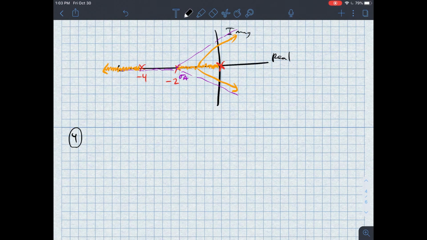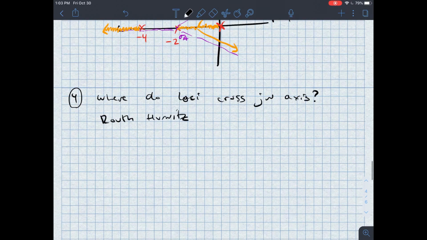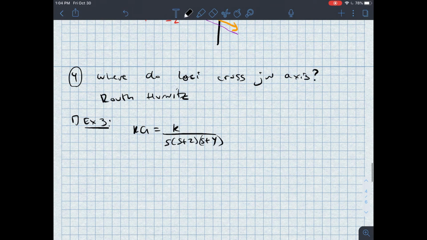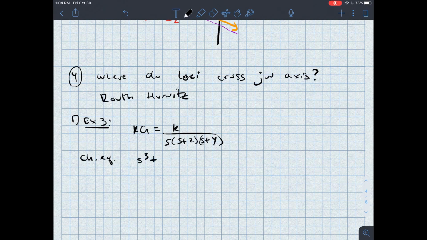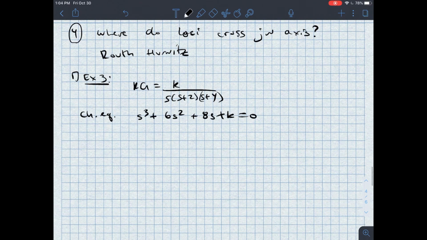Rule number 4 allows me to find where the paths cross the j omega or imaginary axis. There are two good ways to do this, but the best way is probably to use Routh-Hurwitz. So let's continue the example from last time where I have G times K equal to K over S, S plus 2, S plus 4. And I found that the characteristic equation is S cubed plus 6S squared plus 8S plus K equal to 0. So then I can use the Routh-Hurwitz.